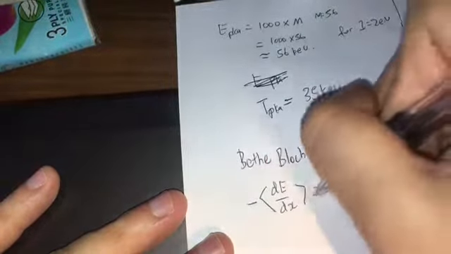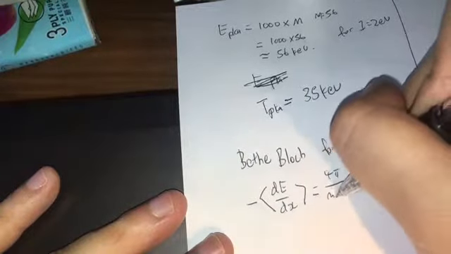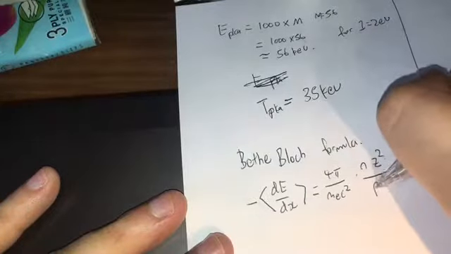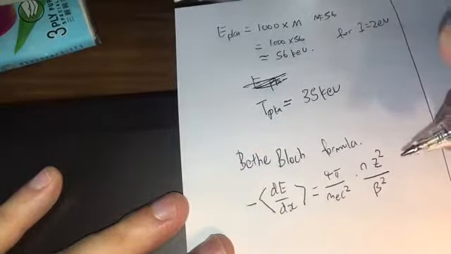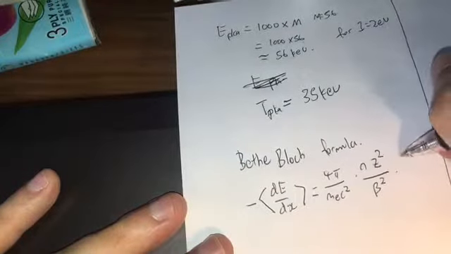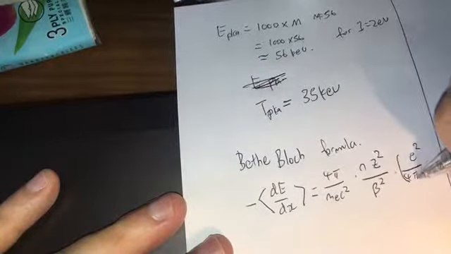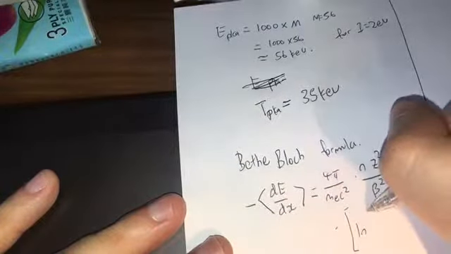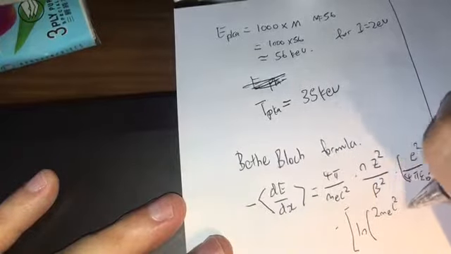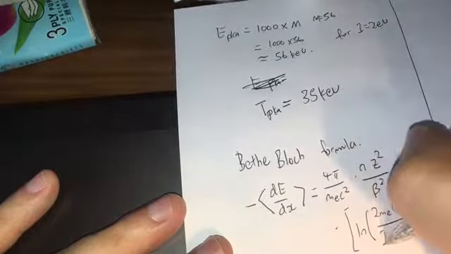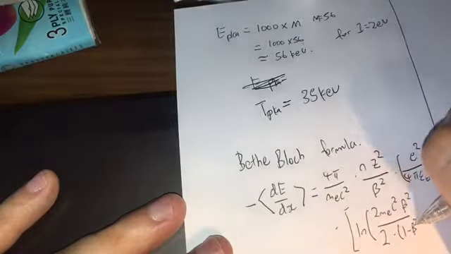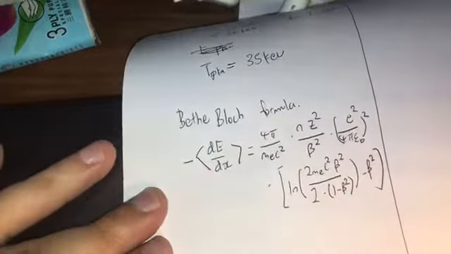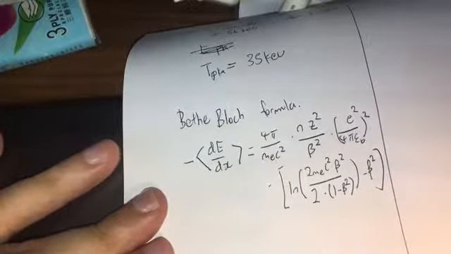dE/dx equals 4 pi over m_e c squared times N Z squared over beta squared, times e squared over 4 pi epsilon naught, squared, times ln of 2 m_e c squared beta squared over I times (1 minus beta squared), minus beta squared. Now, what is this mess you are seeing here?